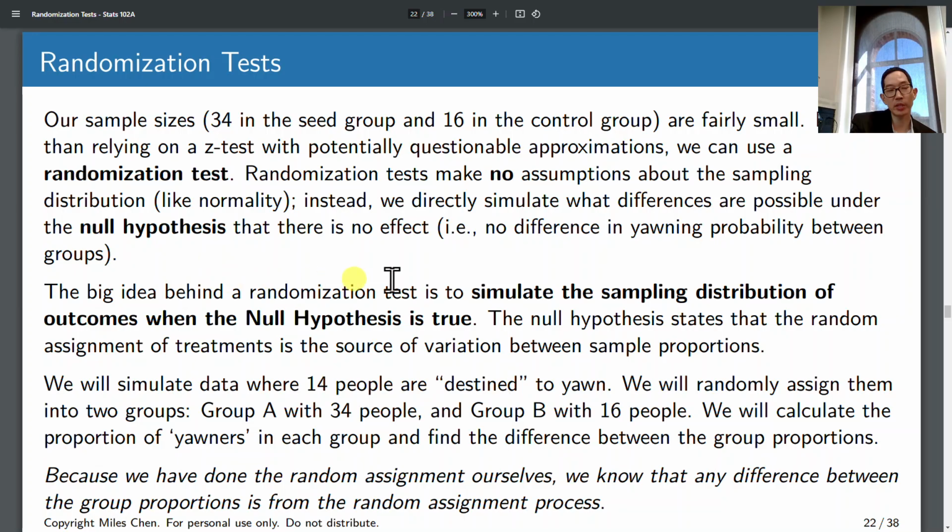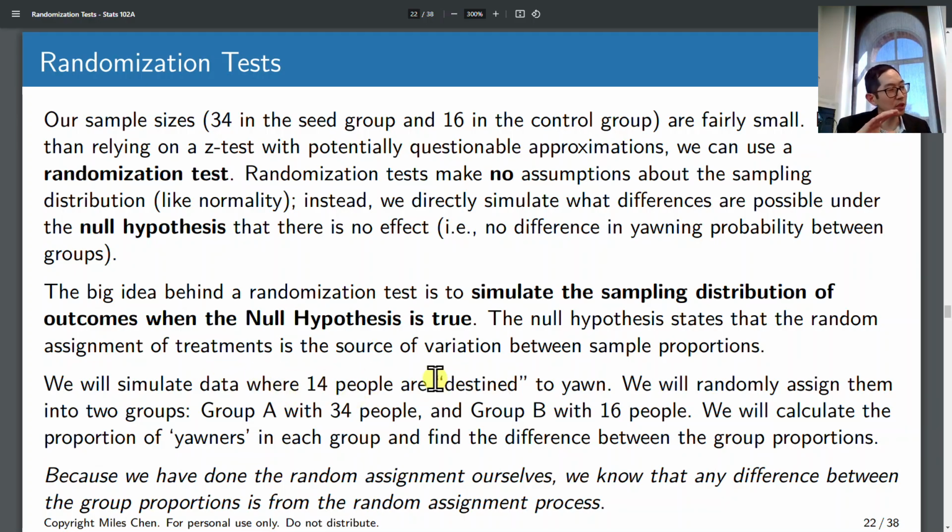And so the big idea behind a randomization test is to simulate what the sampling distribution of outcomes could be when the null hypothesis is true. The null hypothesis says that the random assignment of treatments is a source of variation between the sample proportions. And so what we're going to do is take data where 14 people are destined to yawn, and we're going to just split them into two groups. 34 people will go into group A, and 16 people will be in group B, because that's what we had for our treatment and control groups. Treatment, there were 34 people in the treatment group, 16 in the control group. So we're going to make two groups of 34 and 16, a group A and a group B.